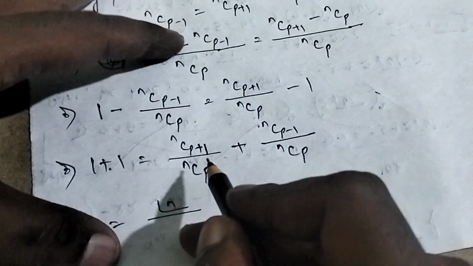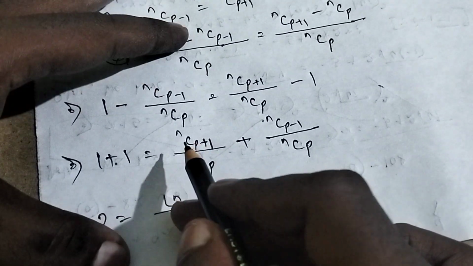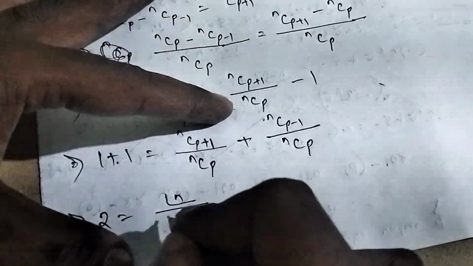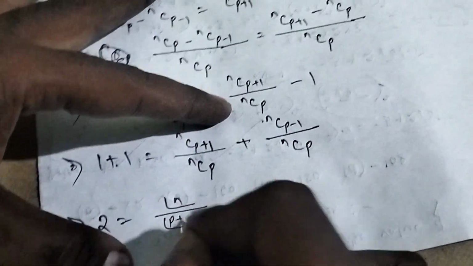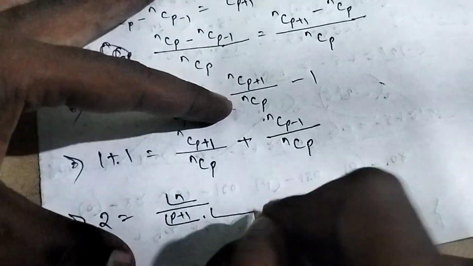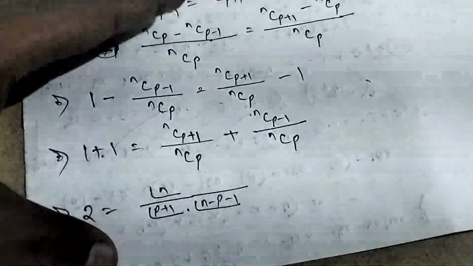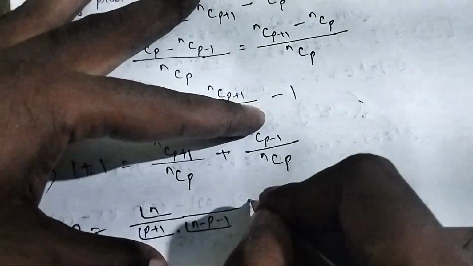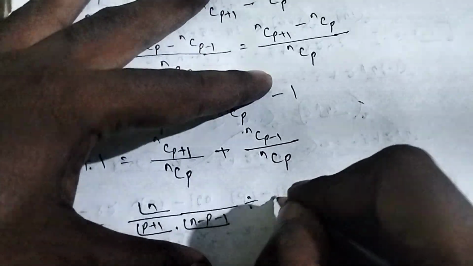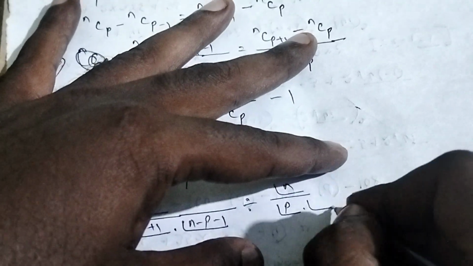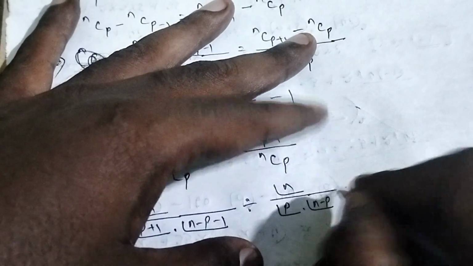n factorial by (p+1) factorial into (n-p-1) factorial, divided by nCp. What is the meaning of n factorial? n factorial by p factorial into (n-p) factorial.